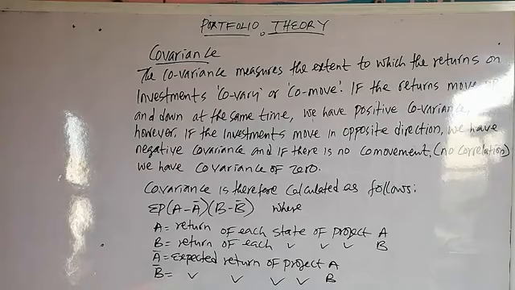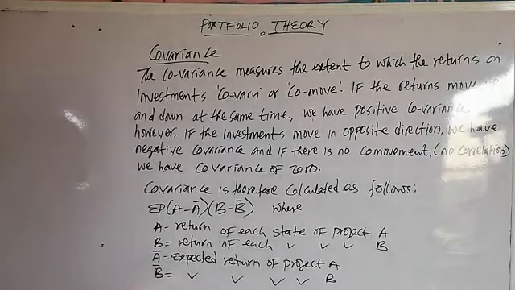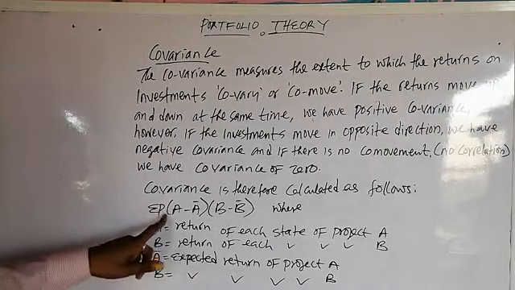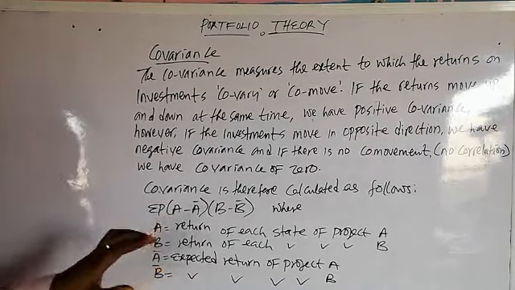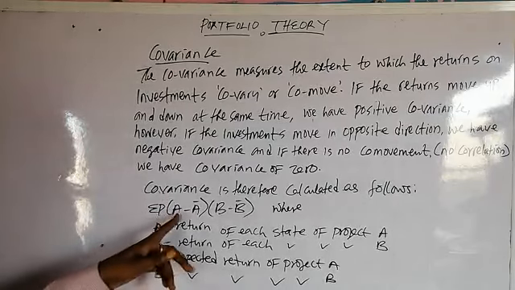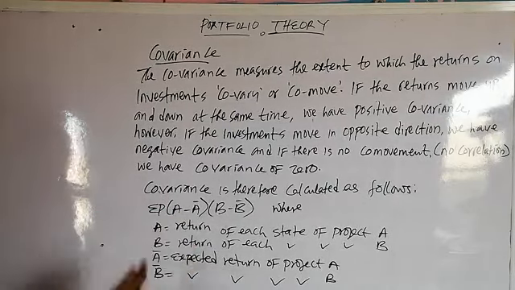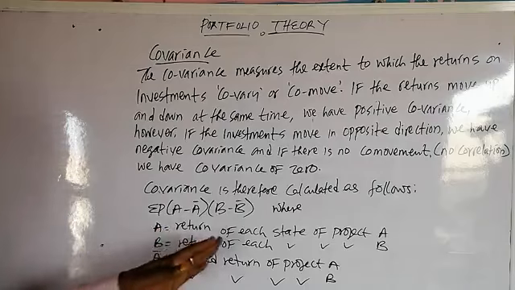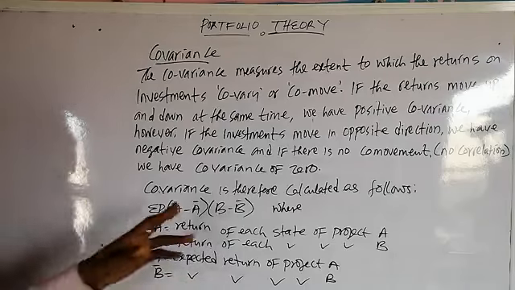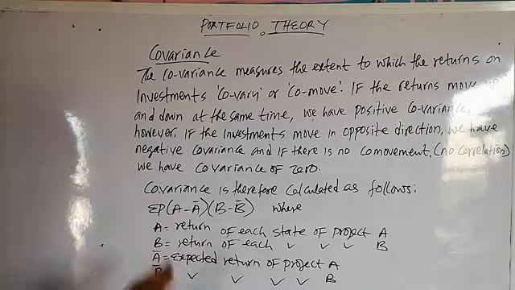So how do we now calculate this covariance that I'm talking about? The formula for calculating covariance is the summation of P times something, where P is the probability. First and foremost you have to compute A minus A bar, where A is the return on each state of project A, and A bar is the expected return. So return minus the expected return.